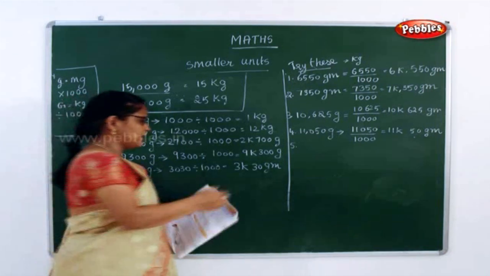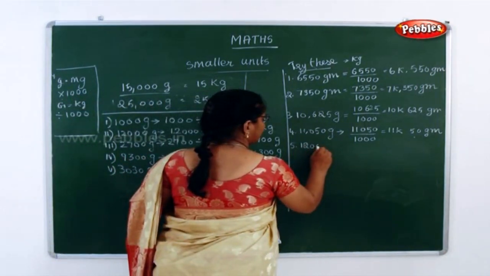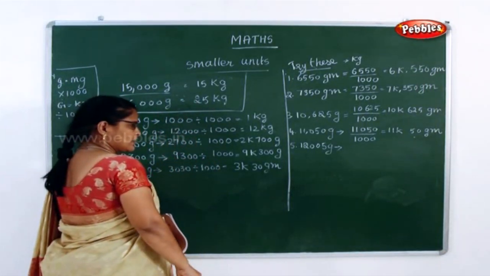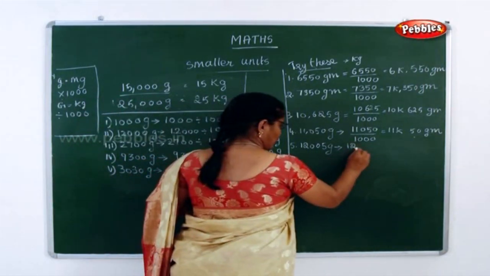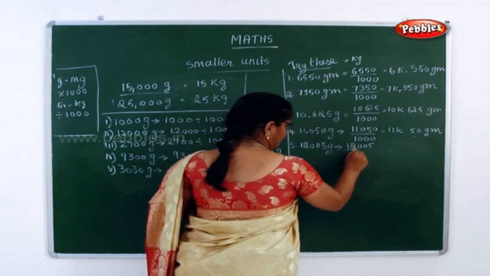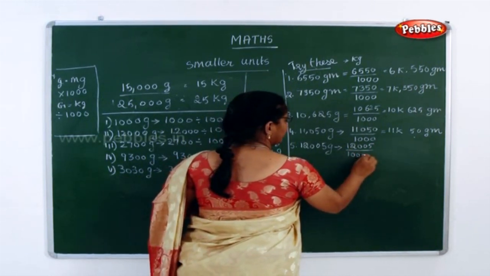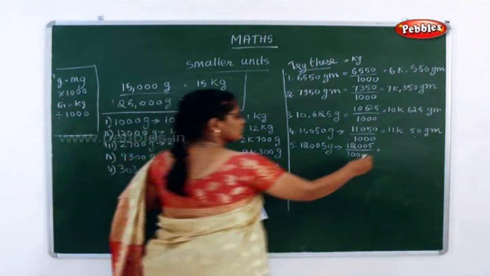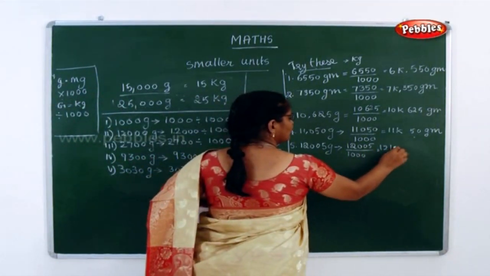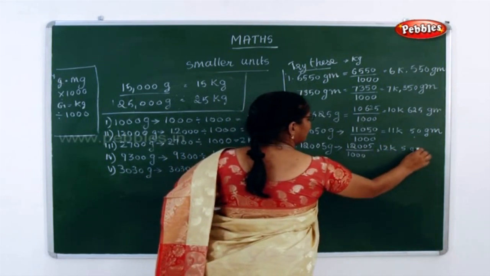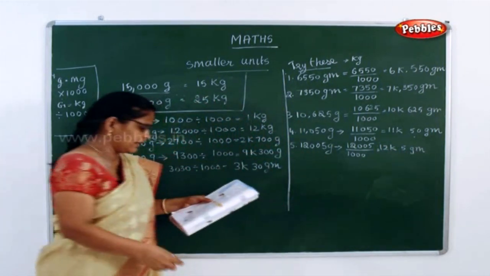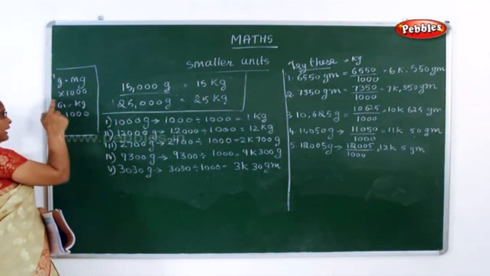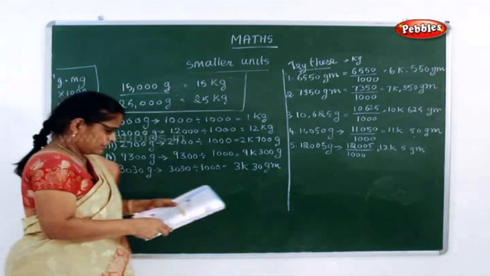Now what is the last sum they have given? It is 12,005 grams. Now how will you do this? Same way, 12,005 divided by 1000. Now what is the answer here? It is 12 kilos and 5 grams. So this is how you have to convert gram into kilogram.